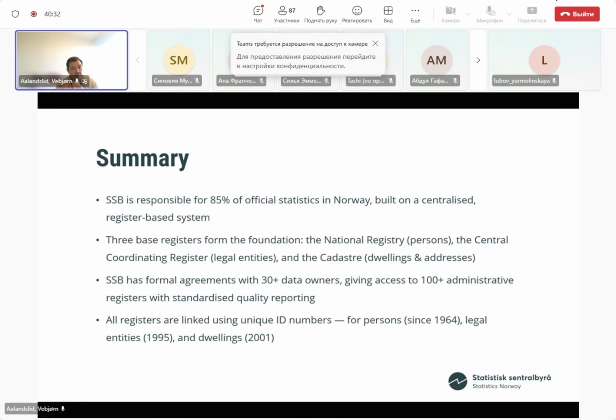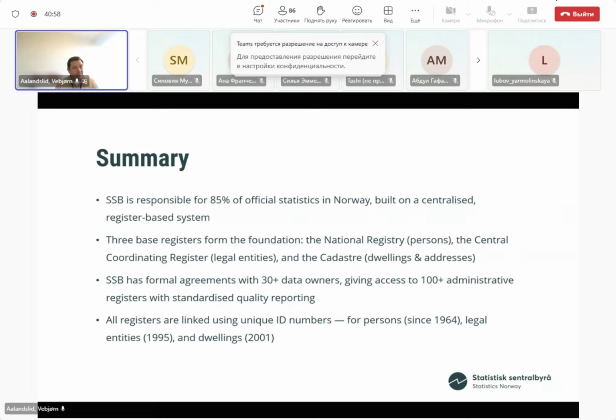And also that we have these formal agreements with different data owners, and we have access to the administrative registers that enables us to produce statistics from this. And all these registers are linked using the unique ID numbers for persons, legal entities, and dwellings. So in a very short time, I've now described the Norwegian system.